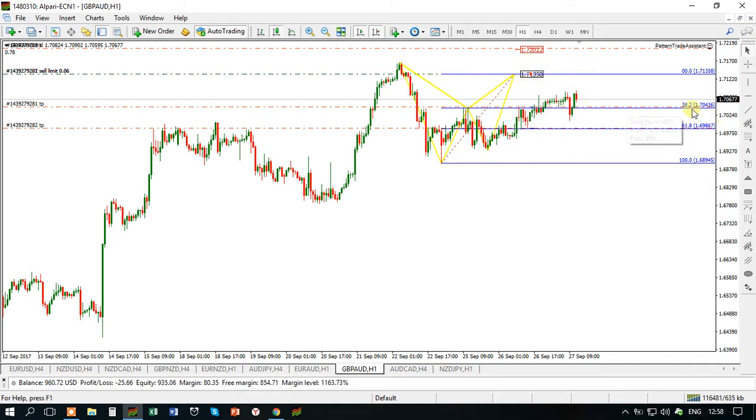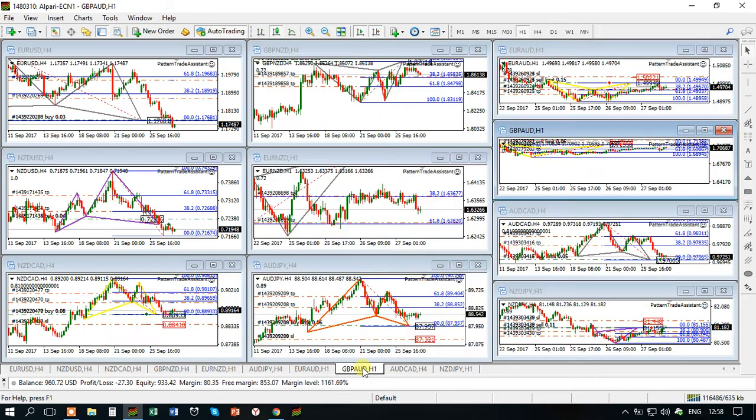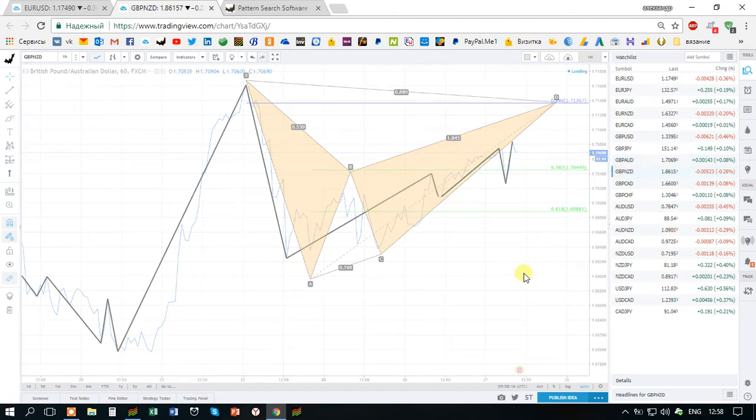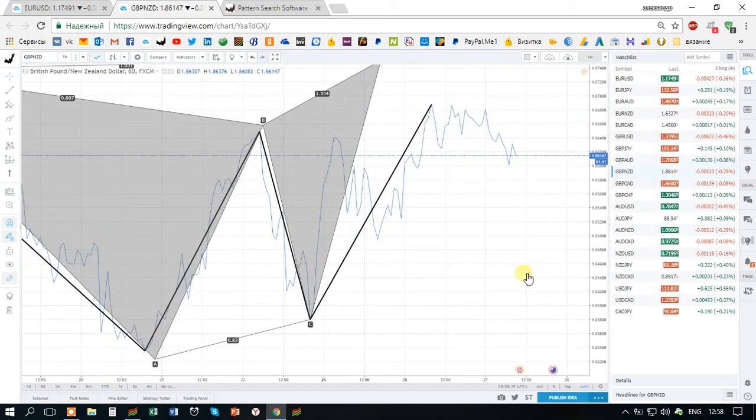Stop, entry, target 1, target 2. I set 2 trades. It is more convenient for me, and it is more convenient for my Pattern Trade Assistant. 2 trades to open, 2 trades to set target 1 and target 2. And if you're trading 3 targets, of course you have to open 3 trades. Just split your position into 3 equal sections. If you trade 1 lot, then you should probably use 0.33 for each position.